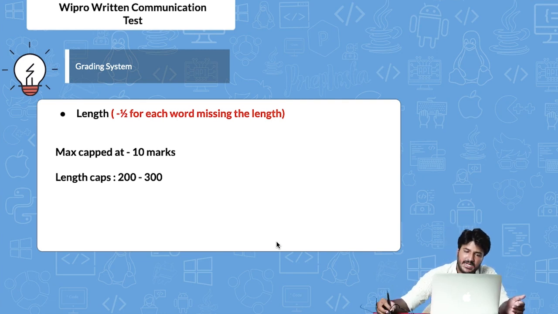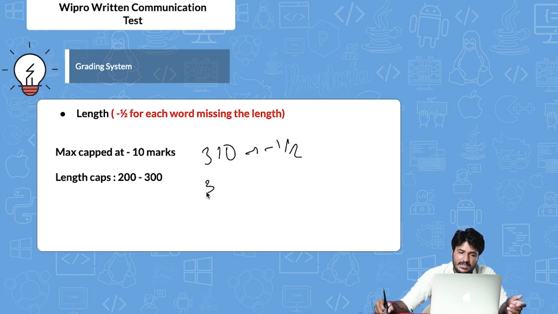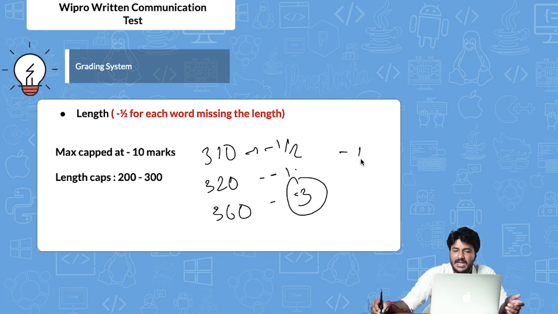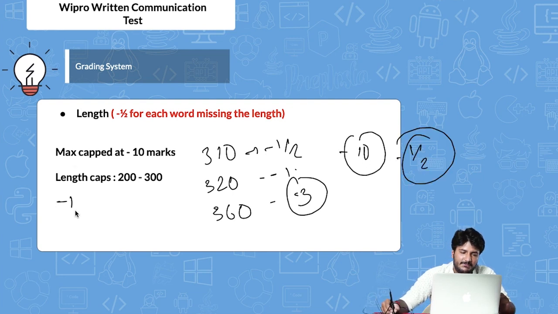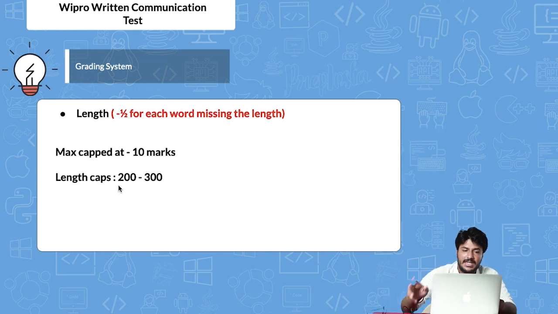So for example, if you write more than 310 words, minus 1 by 2. If you write 320 words, in that case, minus 1. If you write 360 words, in that case, minus 3. So every 10 words, you're going to get minus 1 by 2. The same goes for the lower side. If you write 190 words, minus 1 by 2. Right. So the length should be kept in range.